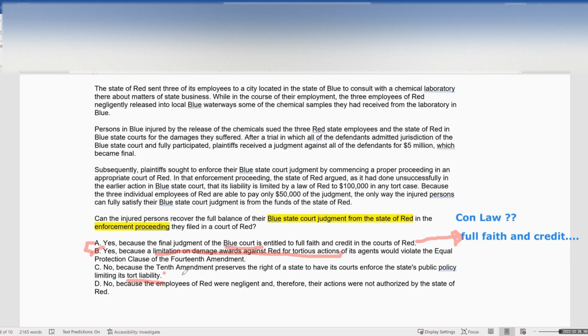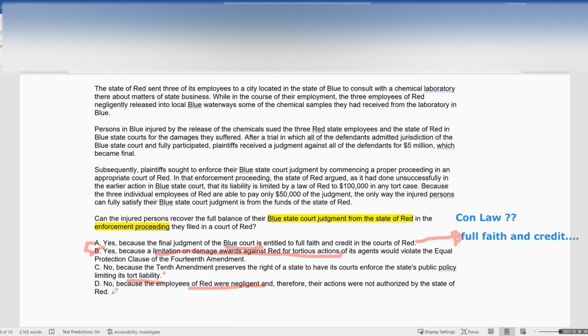So in this case, since we have the answer choice in A, you really should not be tempted to pick answer choice C. You may not be able to eliminate it readily as you can for answer choice B, but leave it there. Still, answer choice A is looking really good. The last answer choice D, no, because the employees of red were negligent and therefore their actions were not authorized by the state of red.